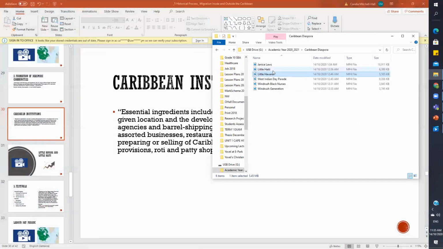All right, ladies, and Little Haiti, another part in Florida.